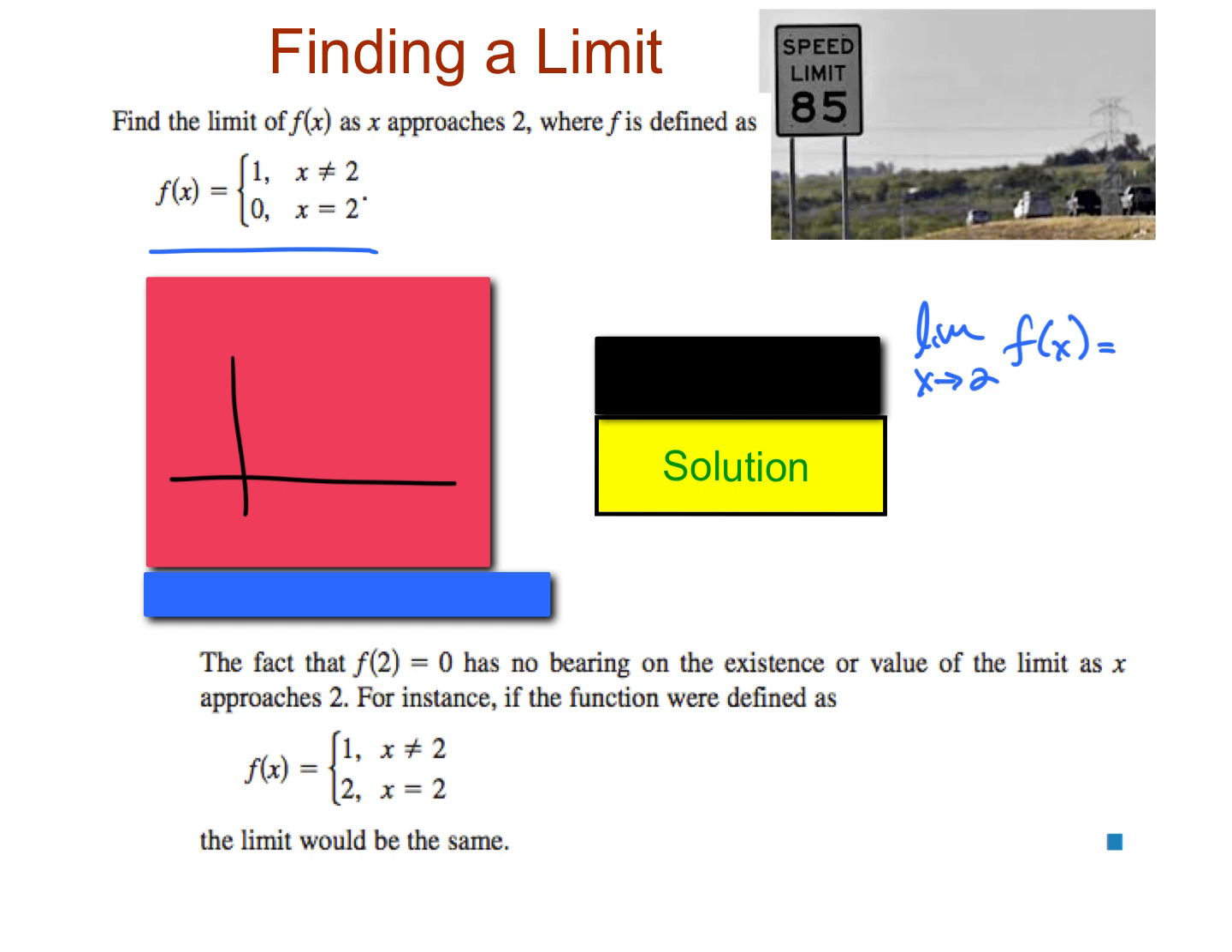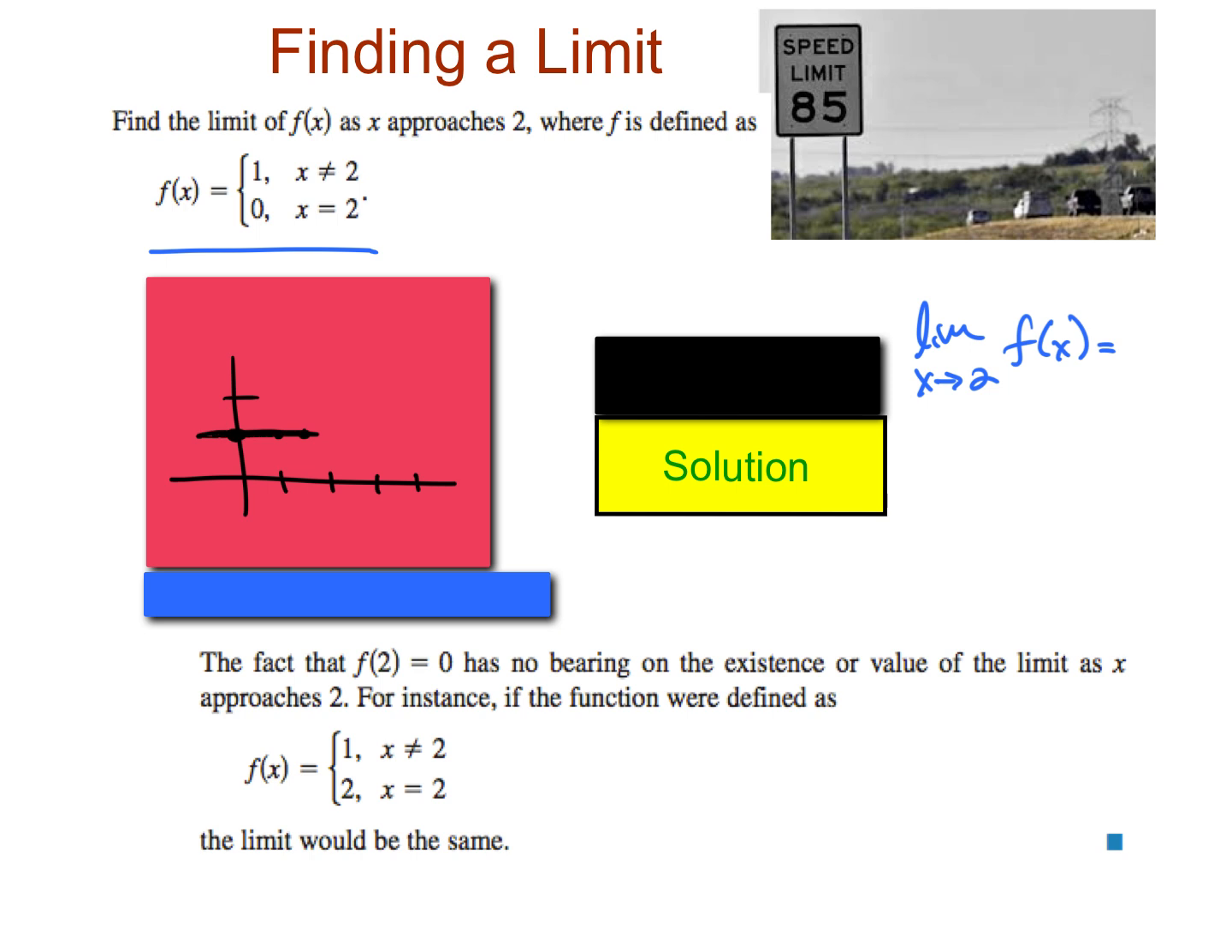Let's pick something to the left of 2. Like 1. That sounds great. So if we find 1, what is f of 1? F of 1. Anything but 2 is going to be what? 1. So f of 1 is 1. How about f of 0? 1. How about f of 1.5? 1. Everything is going to be 1 except for at what?